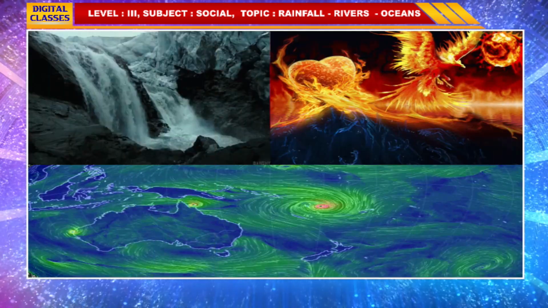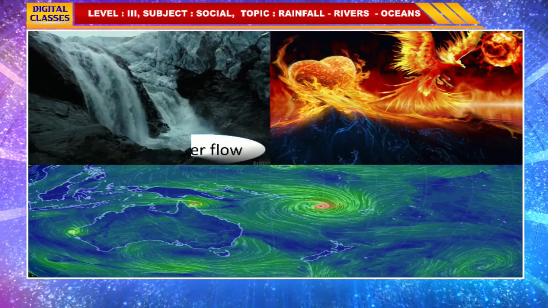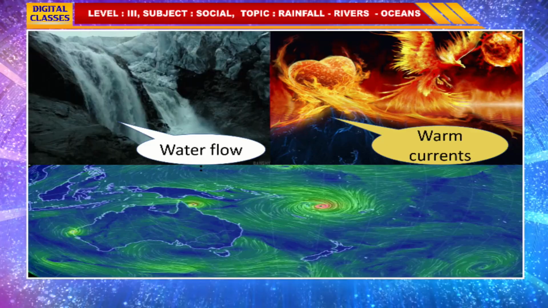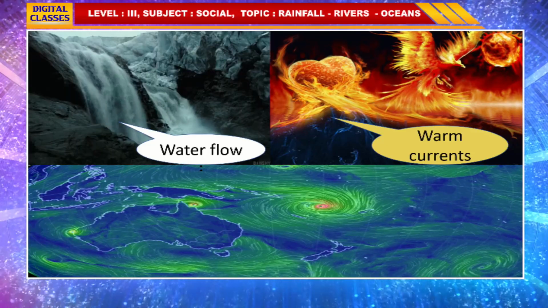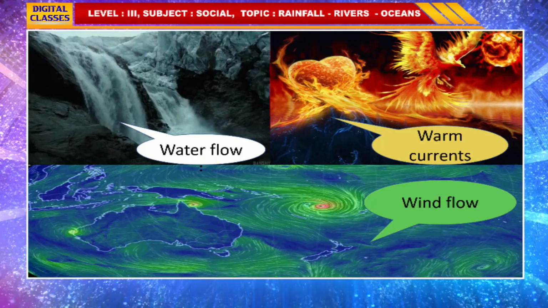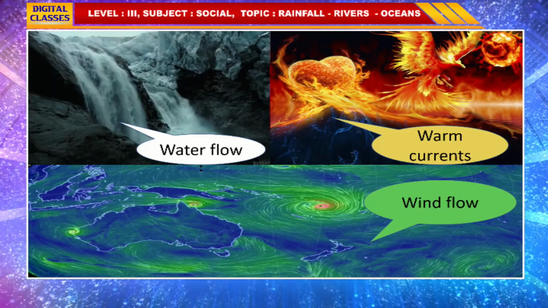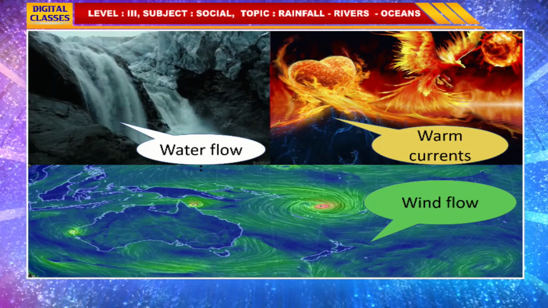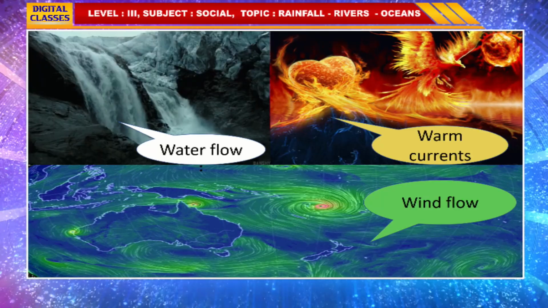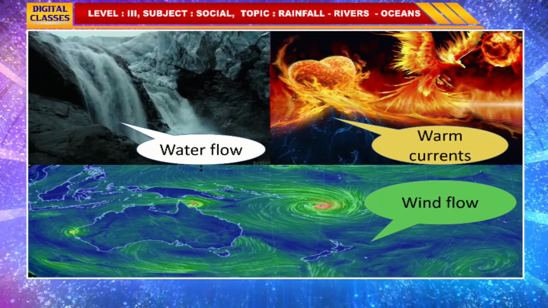Now children, as the water flows from the higher surface to the lower, and as the heat moves from the warmer objects to the cooler objects, similarly, the air also flows from the higher pressure belt to the lower pressure belt. And this movement of air is called wind. And this wind plays an important role in the transportation of the clouds.